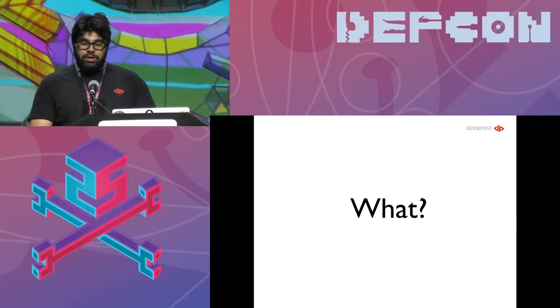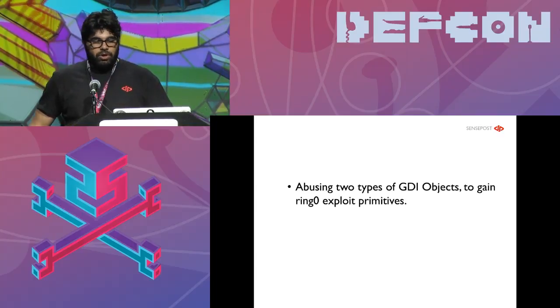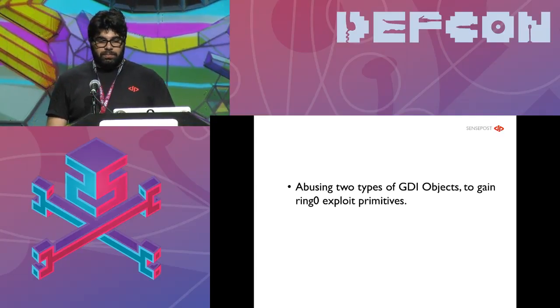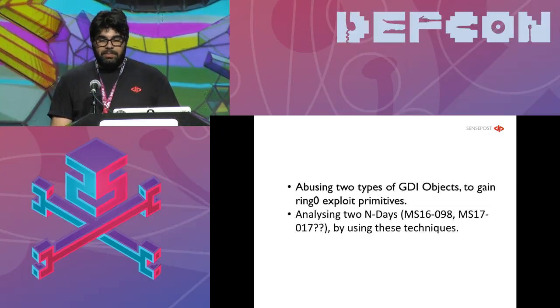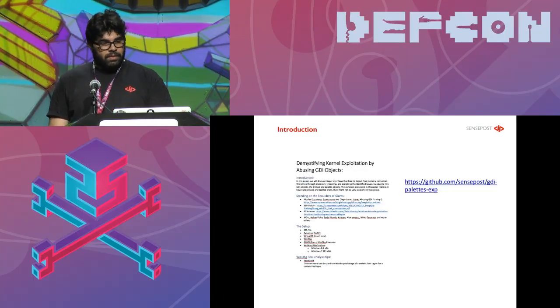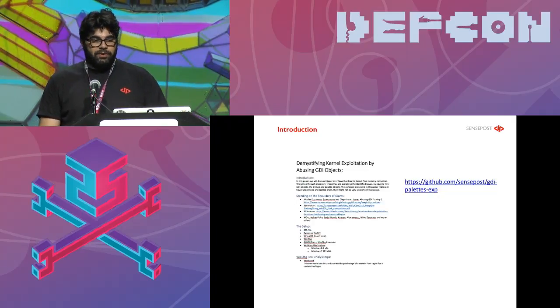What we will learn through this talk is, first, abusing two types of GDI objects to gain ring zero exploit primitives. The next thing is analyzing two one days, MS16-098 and MS17-017, by using these techniques. The topic is pretty complex, and I will try to simplify it as much as possible. However, there is a full white paper, the slides, the exploit code and everything up on GitHub at the moment. You can access it on that link.